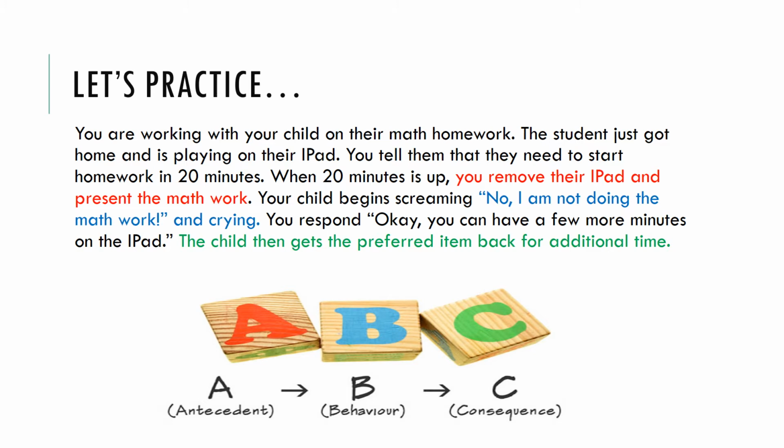The first thing we want to do is go ahead and break it down by our ABCs. So in red, you can see what happens directly before the challenging behavior occurs, which is removing their iPad and presenting the math work. In blue is the challenging behavior that we want to change. And in green is what happens directly after the behavior has occurred, which is gaining access to the preferred item.